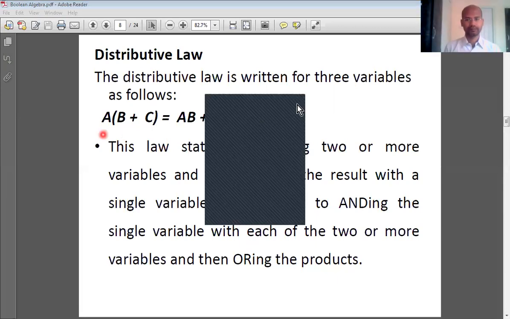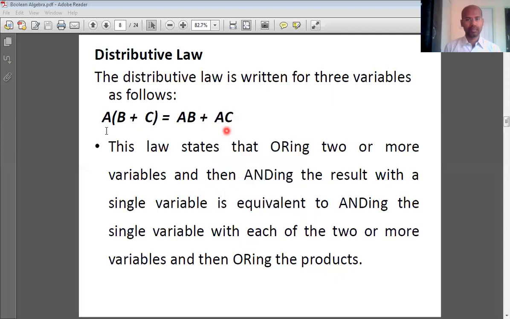What it says: A into B plus C equal to AB plus AC. What is there in the left hand side? We are ORing B with C. ORing means addition. B and C are added. Take that result, that is ANDed with A. Means B plus C is the addition, and multiply that result with A. That is there in the left hand side.